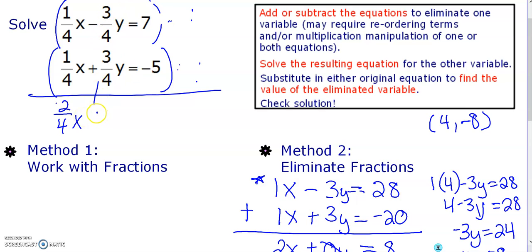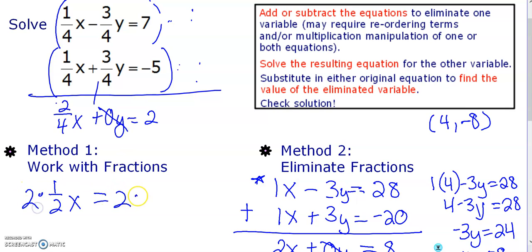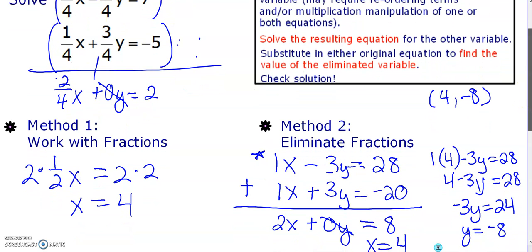My y's cancel each other out. I've got 0 y's. And then 7 plus a -5 is going to be +2. 2/4 is the same thing as 1/2 x. My y's cancel out, equal 2. Multiply by the reciprocal everywhere, and we get our x to be 4, which is the same thing we got when we eliminated the fraction. So we know we're on the right track.